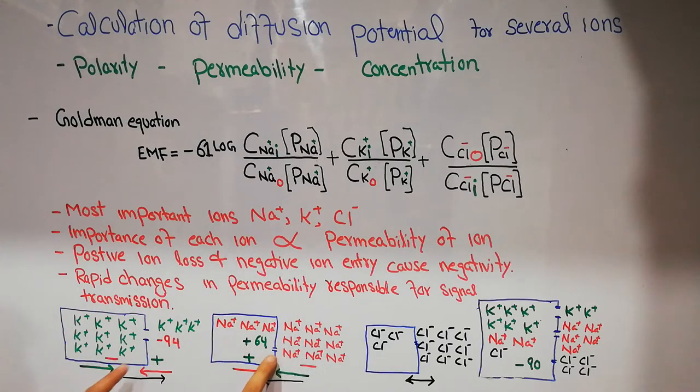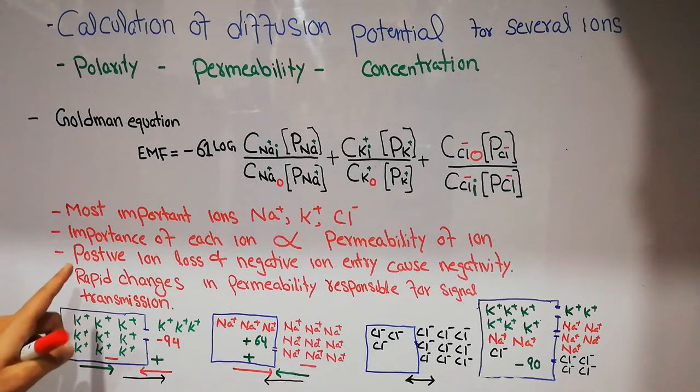If the membrane is less permeable to sodium as compared to potassium, then its contribution in determining the membrane potential will be low as compared to potassium. Similarly, if there is no permeability of the cell membrane for chloride, then the contribution of chloride will be very small. Although it's a very important ion present inside and outside the cell, the permeability factor is also important.